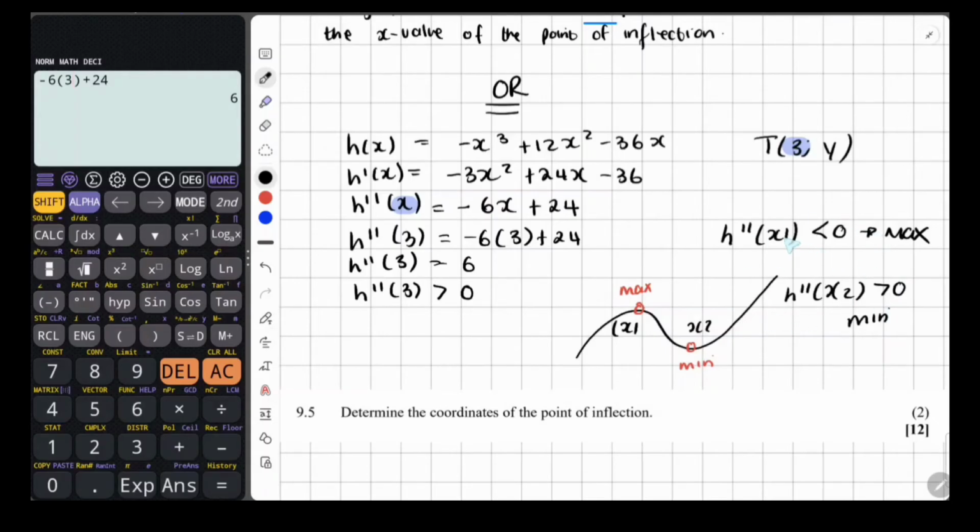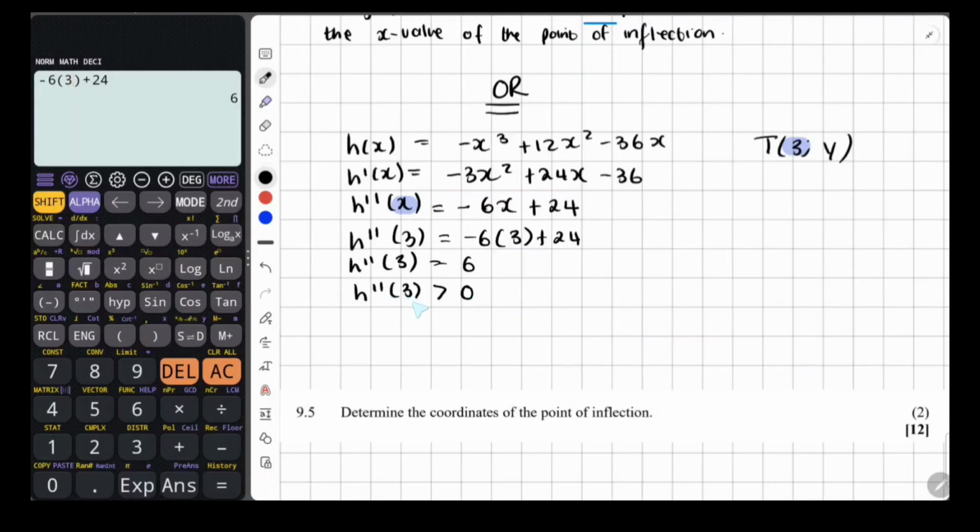This is different because we are specifically using the x values of the turning points. But in this one, 3 is not a turning point. It doesn't belong to a turning point. It's just a random point. So that will tell you how it is concave. If it's greater than 0, it's concave up. Smaller than 0, it's concave down. So it just means that the graph is concave up at the point T.